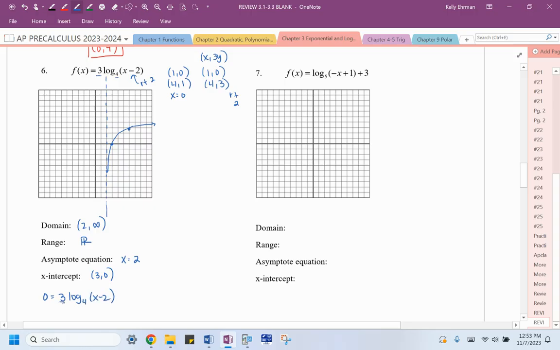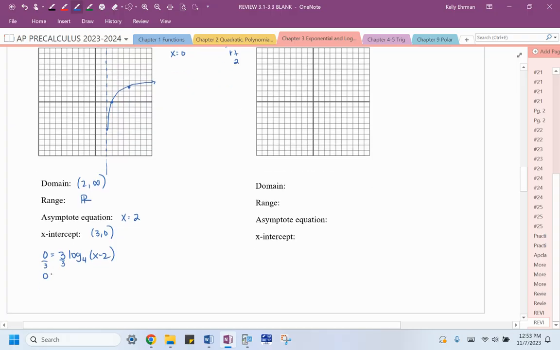You have to get the 3 out of there. Get the log by itself before you start switching things around. So 0 equals the log base 4 of x minus 2. 4 to the 0 equals x minus 2. This is me writing the equation in exponential form. This is 1. 1 equals x minus 2. X equals 3. So that checks out. If you can see it off of your graph, you don't have to show me the algebra.